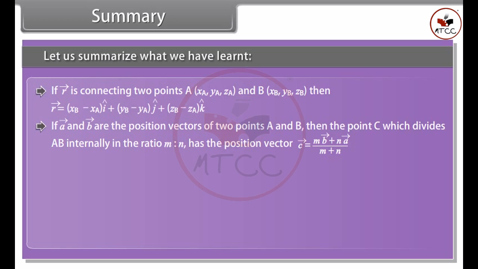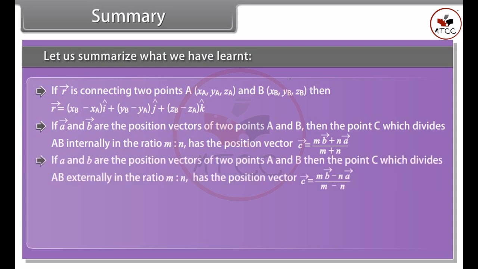If vector A and vector B are the position vectors of two points A and B, then the point C, which divides AB internally in the ratio m:n, has the position vector C equals (m times vector B plus n times vector A) by (m plus n). If A and B are the position vectors of two points A and B, then the point C, which divides AB externally in the ratio m:n, has the position vector C equals (m times vector B minus n times vector A) by (m minus n).